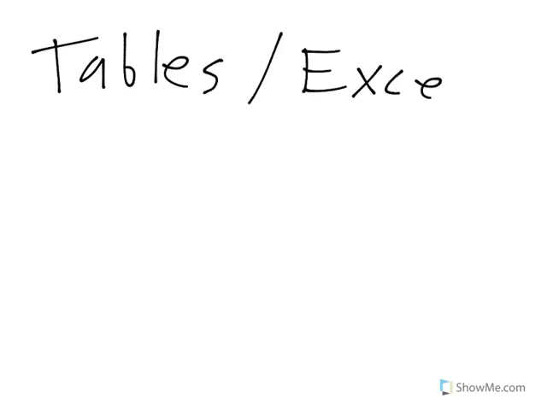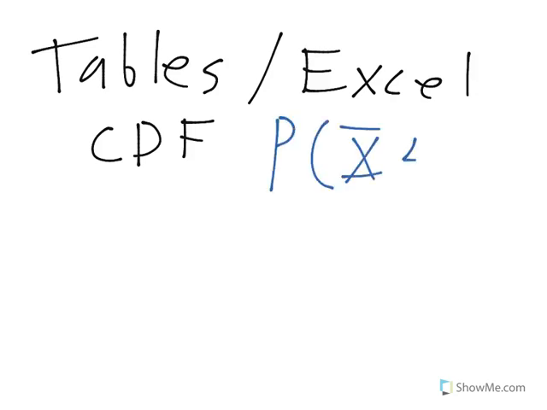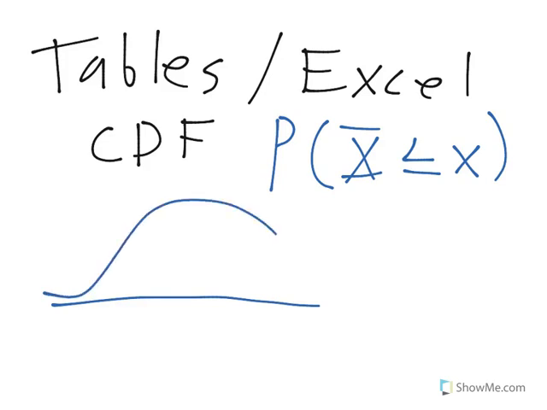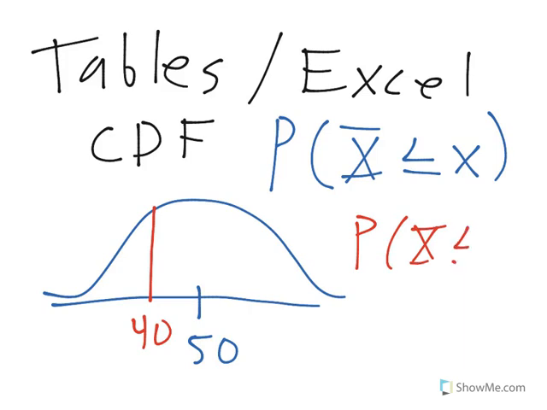Now, the issue is the tables and Excel are all CDFs, cumulative distribution functions, which means I'm always finding the probability some random variable is less than or equal to some event x. It's always less than or equal to, right? So if I draw my normal distribution for the one we just did, here's our 50. We wanted to find 40, right? Because we were doing the probability that some random variable is less than or equal to 40.